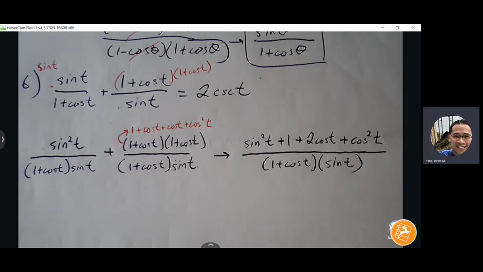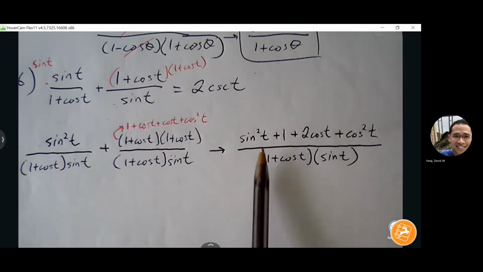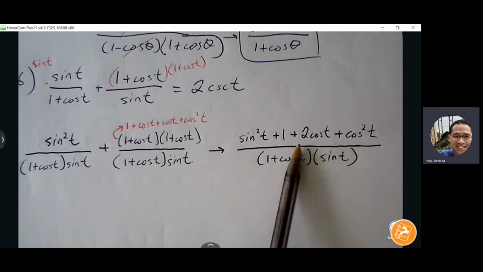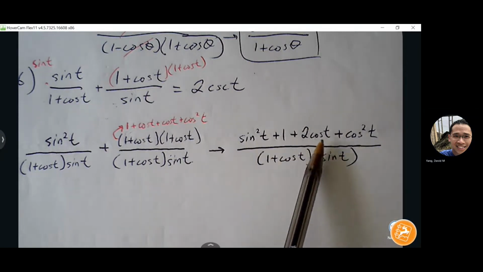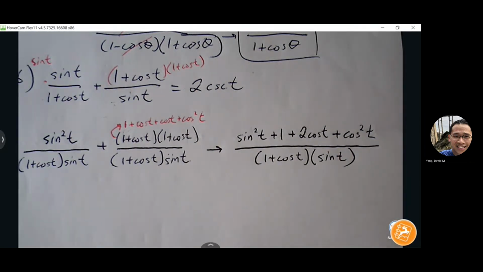The nice thing is, once we get it down to one fraction, then we can work on one side at a time and piece by piece see if we're getting any closer towards the right side. All right, so the numerator here, anything that we can do? Any identities that you see?